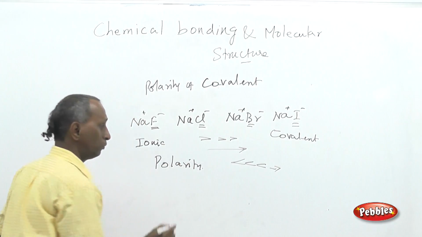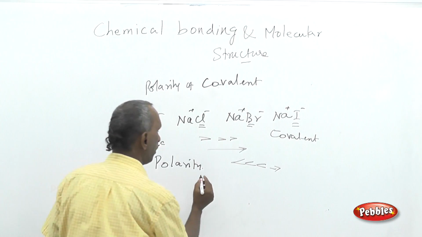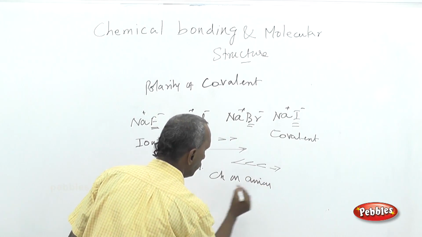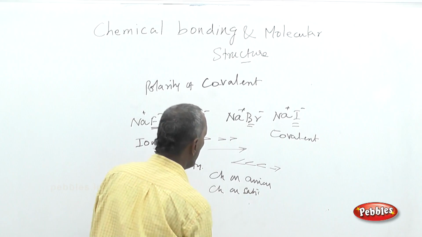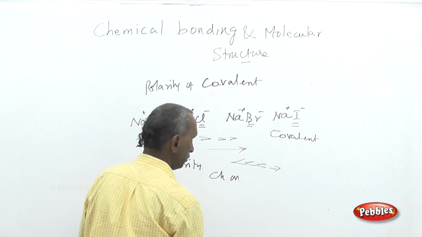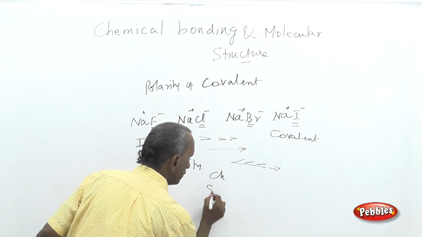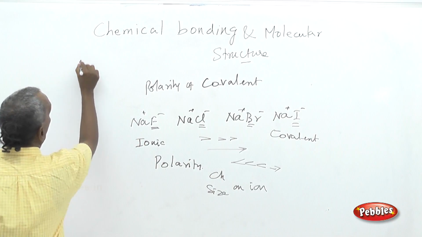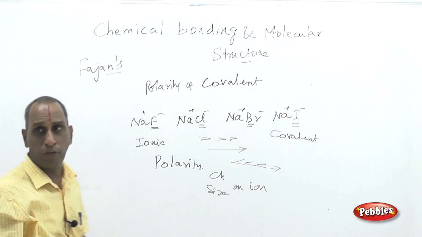a compound. Polarity or partial covalent character of a compound depends upon the charge on the anion and the charge on the cation and the size of the ion. In general, charge on any ion and size of the ions. So, this is charge as well as size of the ion. This is influenced by an important rule called Fajan's rules. So, he proposed Fajan's rule.